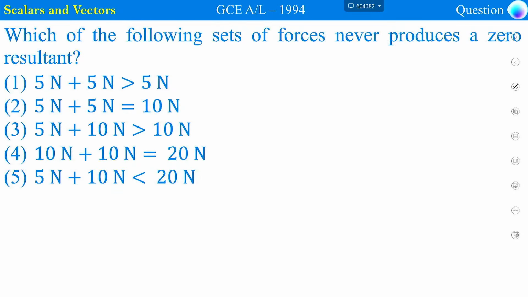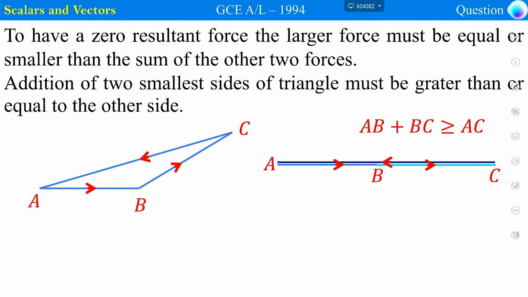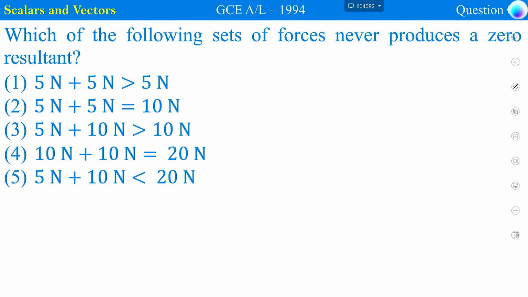So yes, our answers are like, okay, 5 plus 5 is greater than 5. 5 plus 5 is equal, that is also fine, so that is creating 0 resultant. 5 plus 10, the two smallest sides, giving us 15, that is bigger than 10. So which one can never produce a resultant? The fifth one.